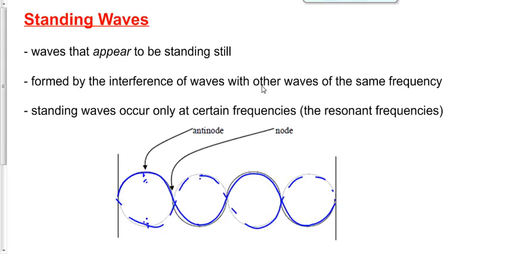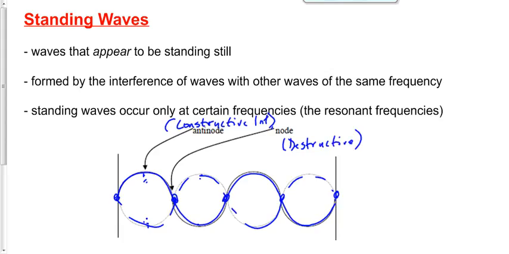Now, those are what we call antinodes. Antinodes are those areas of constructive interference. Versus these areas in the middle right here that we call nodes, 3 of them in the middle, then 1 at each end. These are the areas of destructive interference.